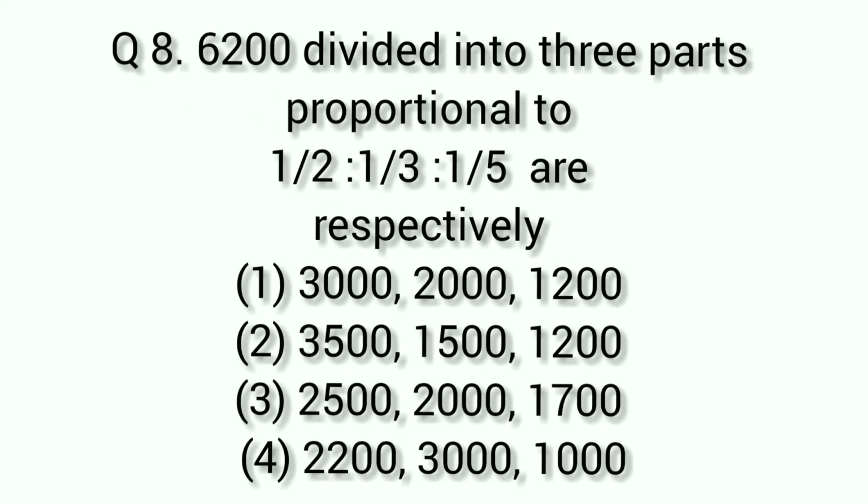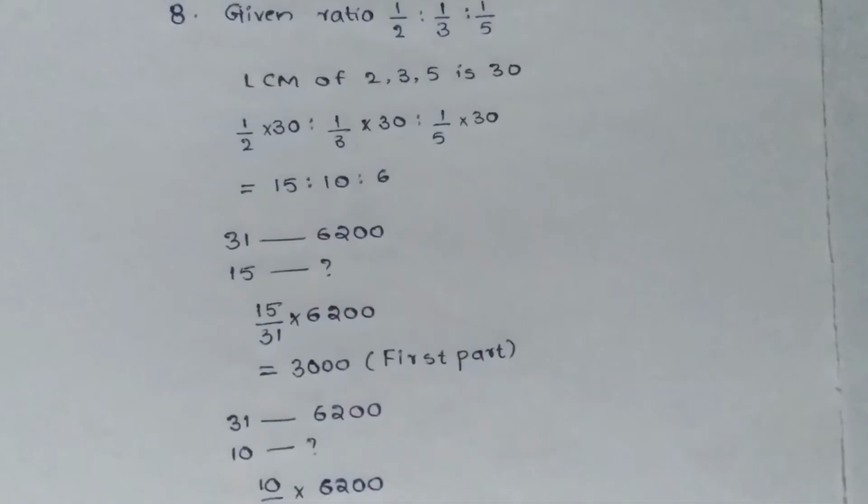In this question, 6200 is divided into 3 parts proportional to 1 by 2 is to 1 by 3 is to 1 by 5. The question is asking you to divide 6200 in the said proportion. Now let's see the solution. Here the proportion is in fractions, that is, 1 by 2 is to 1 by 3 is to 1 by 5. To find the solution with fractions will be a little difficult. So what I have done is I have taken the LCM of 2, 3 and 5. The LCM of 2, 3 and 5 is 30.